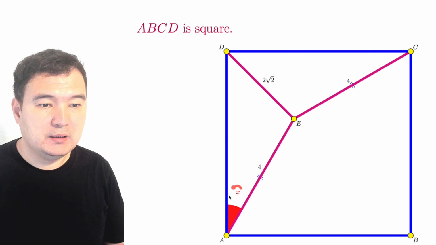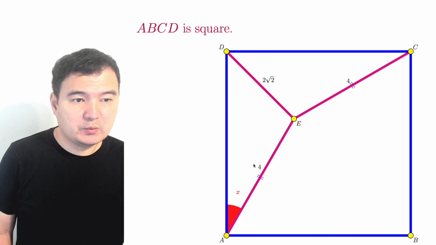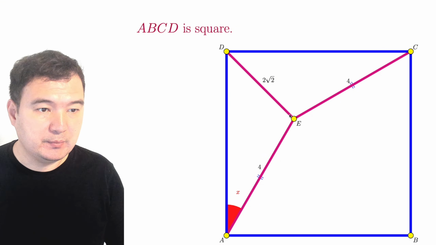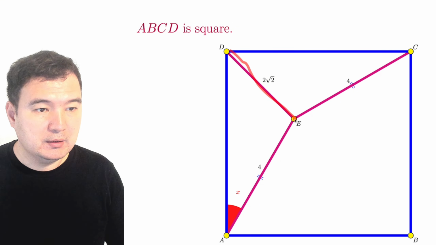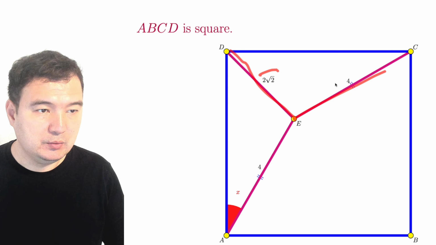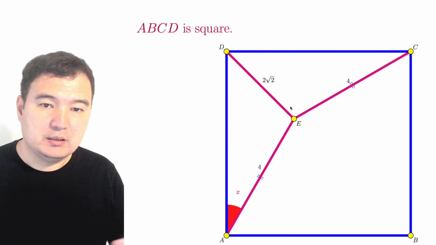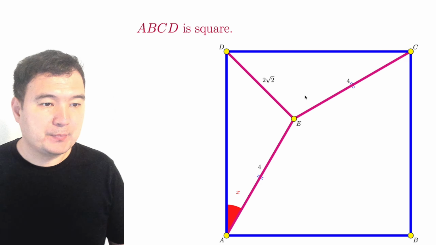Let's find the angle x in the given picture. ABCD is a square, and there's a point inside the square, and the distances from this point to the vertices are 2 root 2, 2 root 2, and 4. So this part looks kind of symmetric, so we can use that.